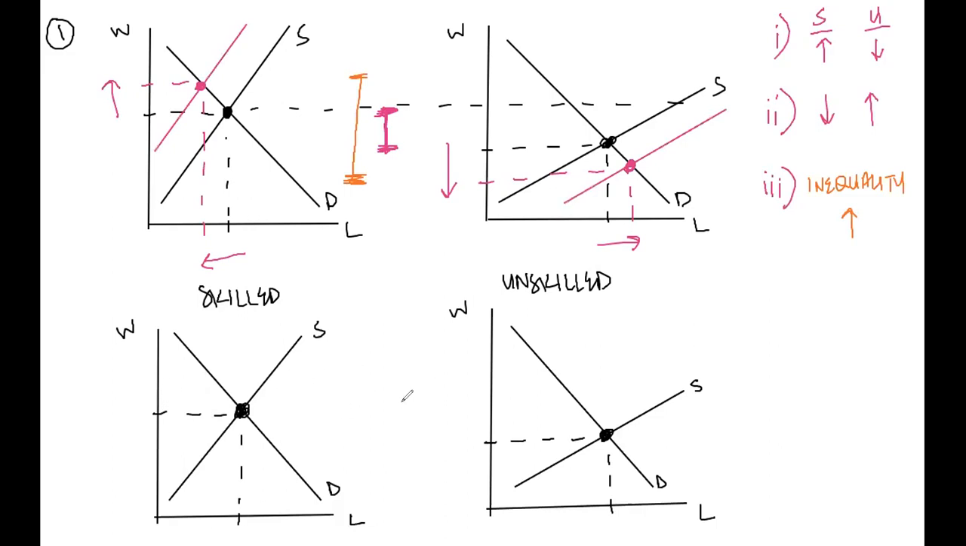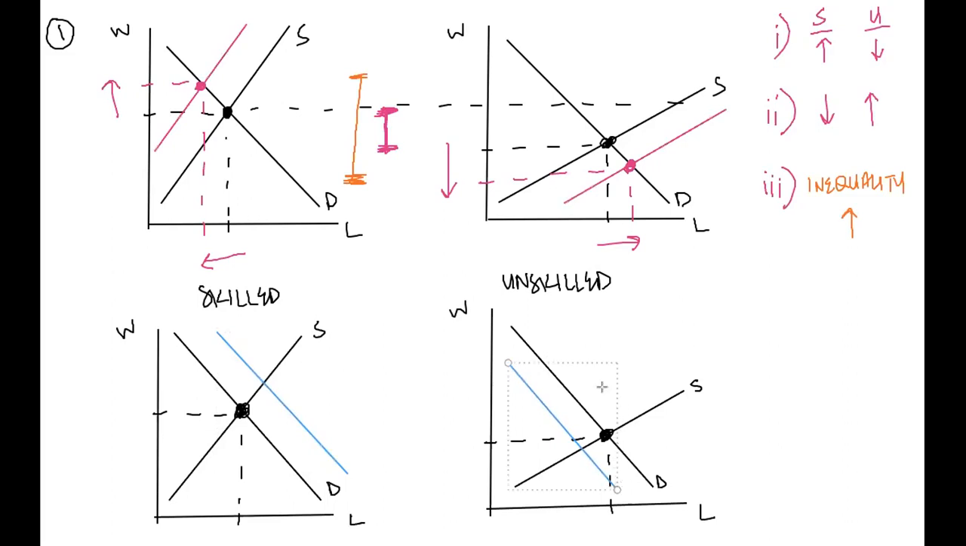So then we can see on here that the inequality starts out about here. But anyway, this time it says an increase in the demand for skilled labor and a decrease in the demand for unskilled labor. So an increase in the demand for skilled labor is going to impact the left graph. So this demand curve is going to shift to the right. And then a decrease in the demand for unskilled labor, that's going to be a shift to the left.